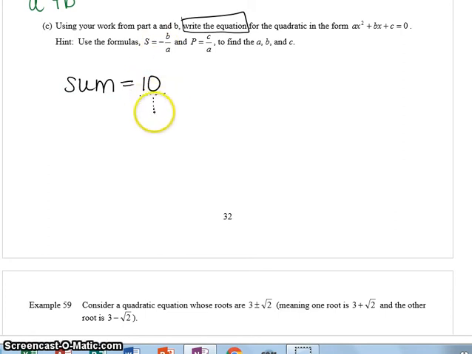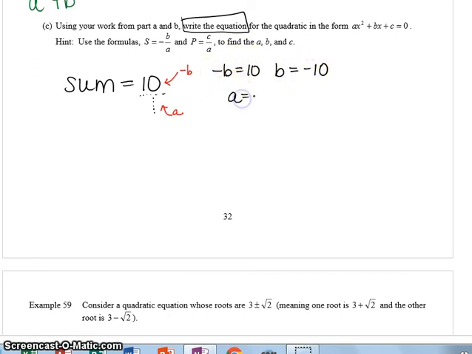If I put 10 over my imaginary 1, remember, sum is the opposite of b over a. So what they're saying is negative b equals 10. That means the real b is equal to negative 10. Or another way to think about it algebraically, divide both sides by this negative to get rid of it, and then you result in that.